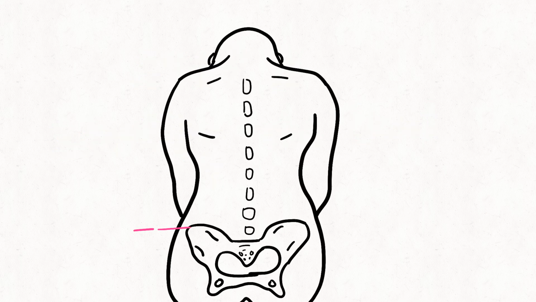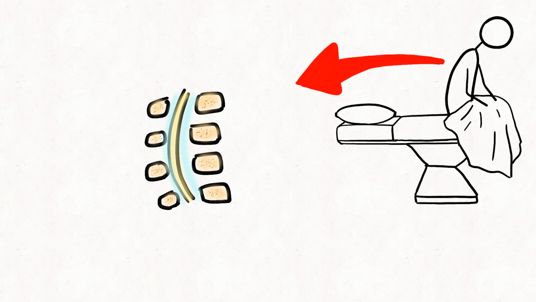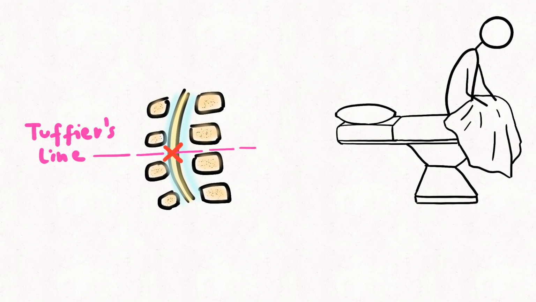The line joining the two iliac crests crosses the L4 vertebrae or the L4-L5 space. It is called the Tuffier's line. The usual site is L3-L4 or L4-L5 space. This is below the spinal cord, making the procedure safer.